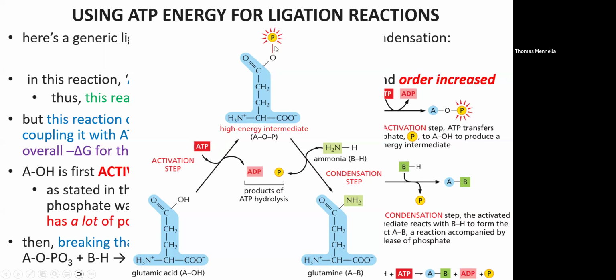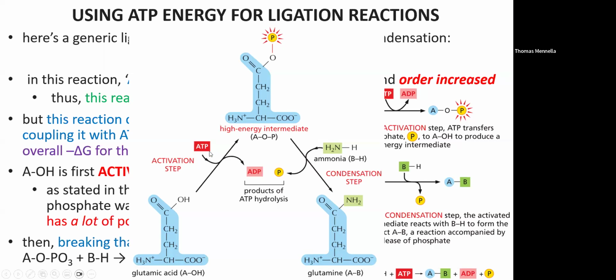And there's a lot of potential energy in this bond right here. So now step two, let's offer the amino group. Here it's ammonia because it's free. Let's offer ammonia to this activated molecule. The ammonia is going to break this high energy bond, releasing that energy as a large negative delta G. And yes, we've decreased entropy by adding ammonia, now an amino group, but that reduction in entropy is less than the energy released by this hydrolysis of the phosphate.